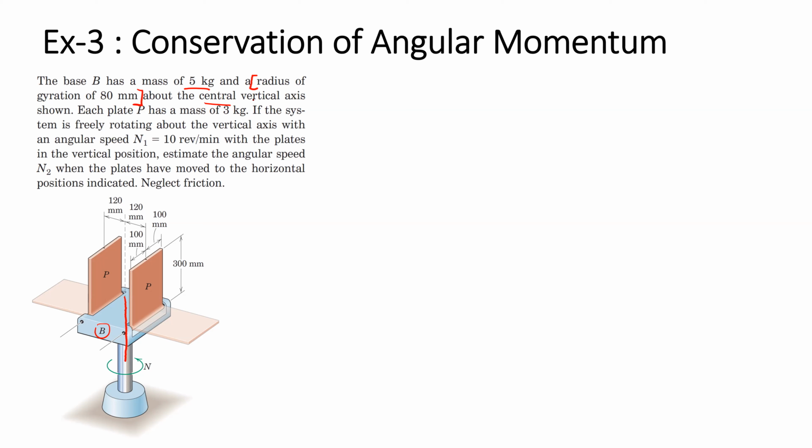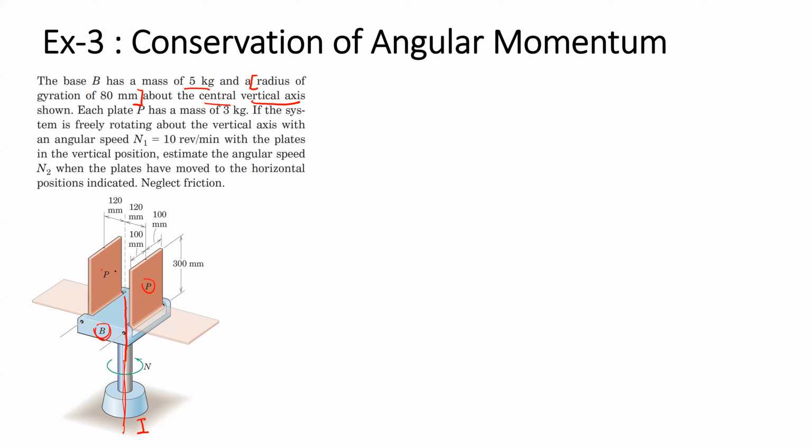Central vertical axis, because now part B is rotating about this axis. They give the information of the radius of gyration so that we can compute the moment of inertia of part B about this axis. And they give another piece of information.